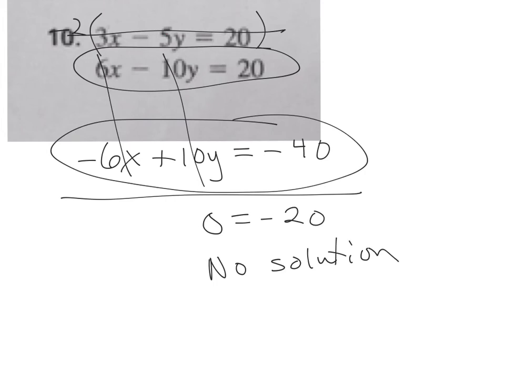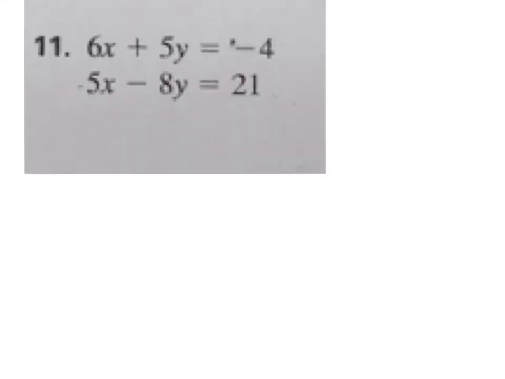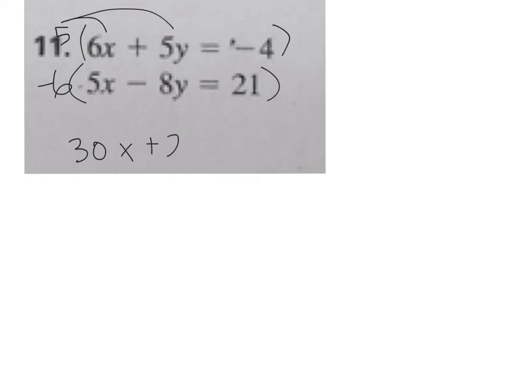All right, let's take a look at number 11. All right, so this is another one of those that we're going to have to multiply both the top and the bottom, and I think I'm just going to focus on the x's, and I'm going to multiply the top by positive 5. And I'm going to multiply the bottom equation by negative 6. 5 times 6x is 30x. 5 times 5y would be 25y. Equals 5 times a negative 4 would be negative 20.